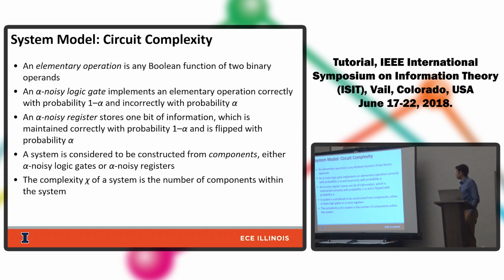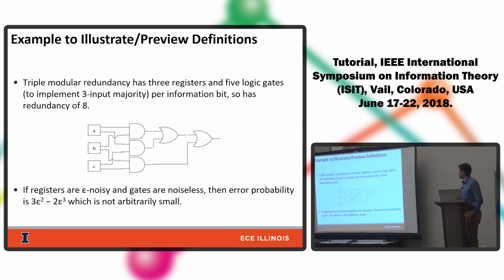And we think of a system as built from these components, either noisy logic gates or noisy registers. And the complexity chi is the number of components within the system. Okay. So for example, this is a triple modular redundancy system. It has 3 registers, 5 logic gates. It implements 3 input majority. So it has a redundancy of 8. So you could have done this with 1. Now you're going to have to do it with 8.